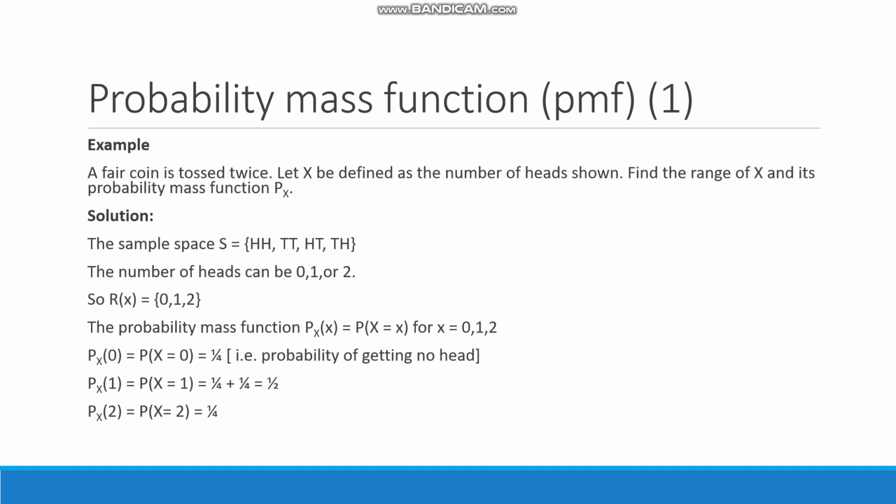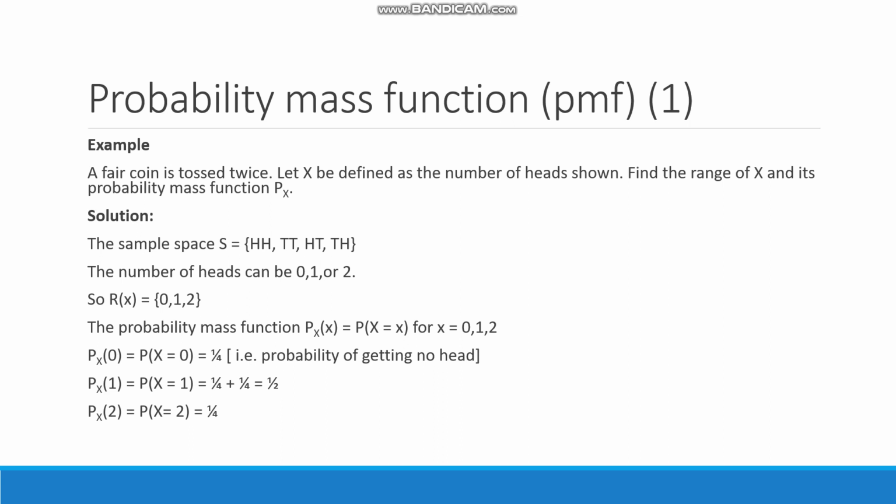Let us take a look at the example. A fair coin is tossed twice. Let x be defined as the number of heads shown. First, find the range of x and its probability mass function. Here is the solution. We have a sample space as a set of possible outcomes: head-head, tail-tail, head-tail, tail-head. And the number of heads can be 0, 1, or 2. So the range is 0, 1, 2.